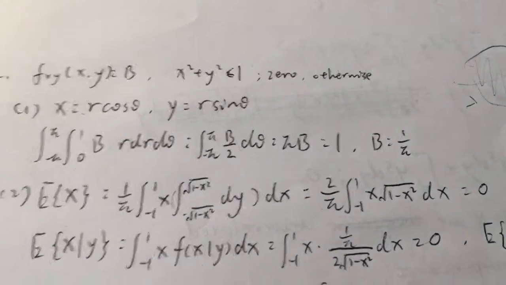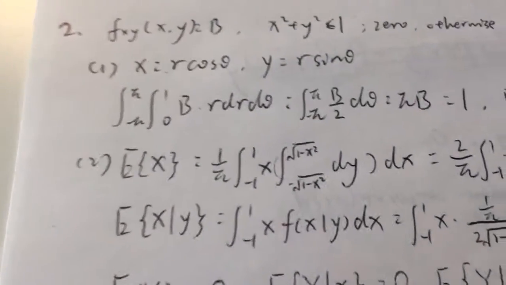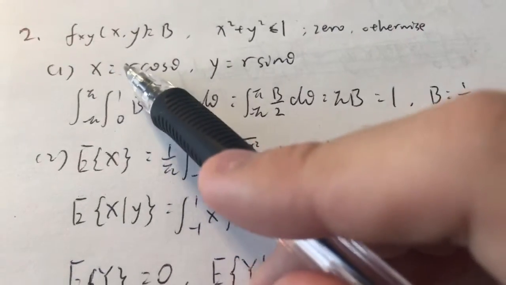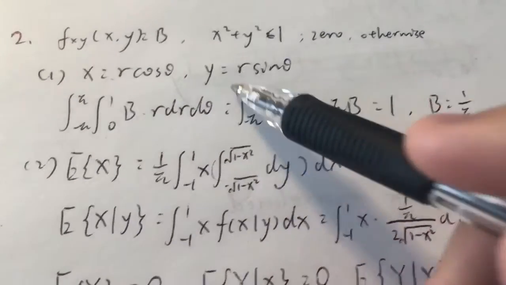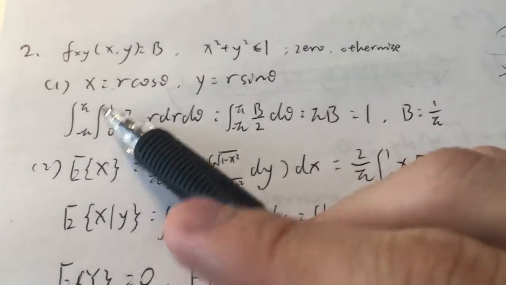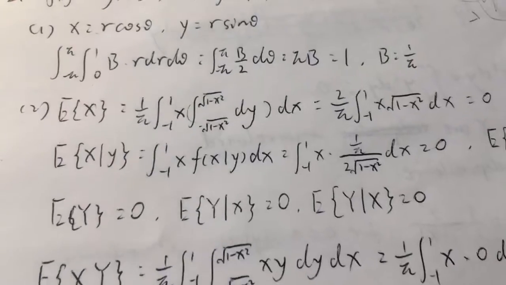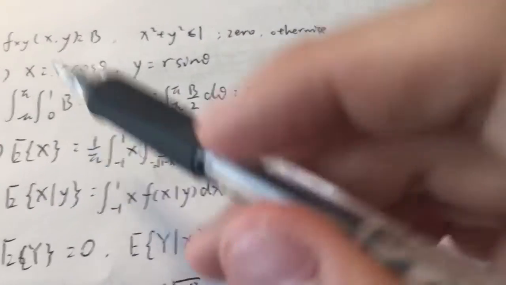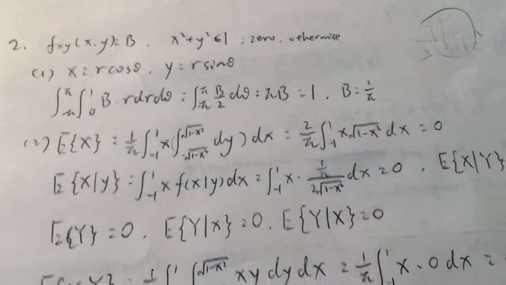In the first question we need to find B so that the density function is a valid joint density function. It's an easy question. Because of the circle, we can set x equals r multiplied by cosine theta and y equals r multiplied by sine theta. We transform the formula, and we got this. Finally we got B equals 1 divided by pi. So that's the first question.